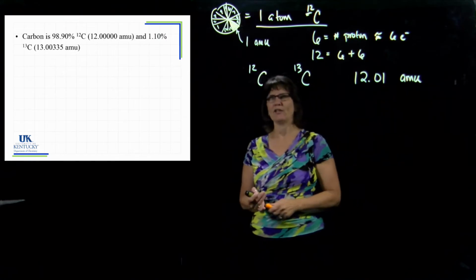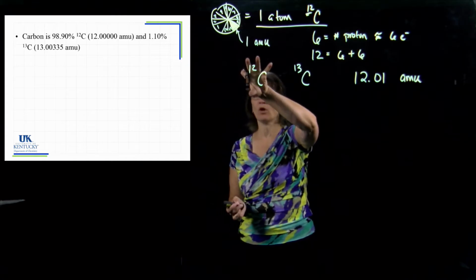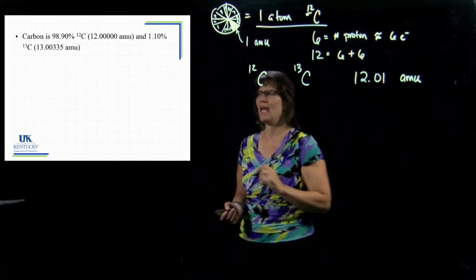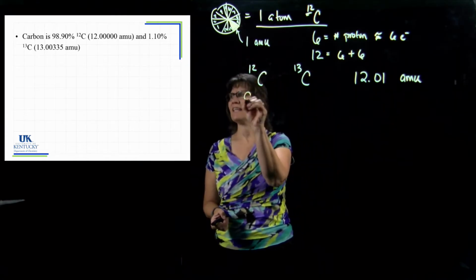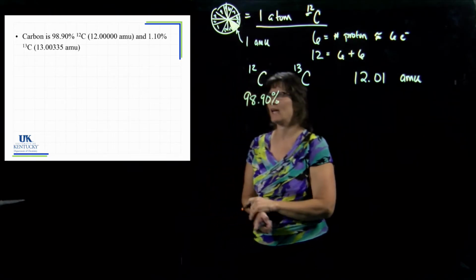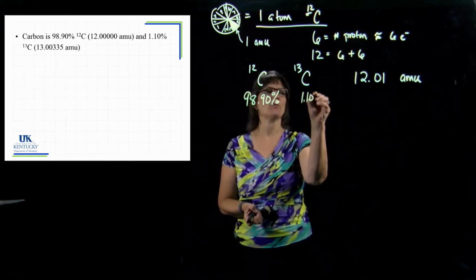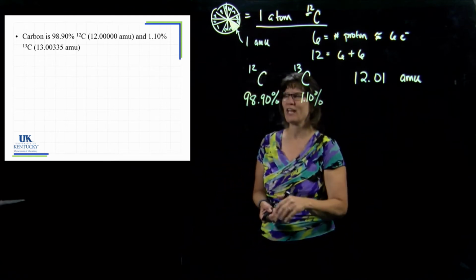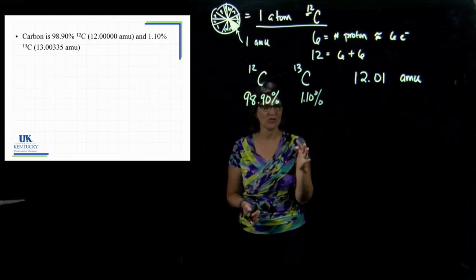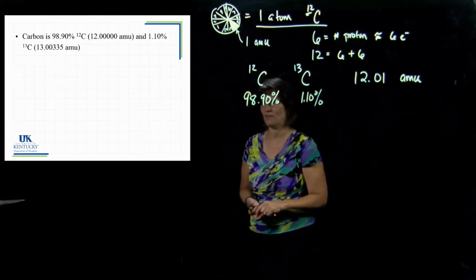So I told you that there was way more carbon-12 than there is carbon-13. Now they're telling me numbers: 98.9% carbon-12 and 1.10% carbon-13. Now we took it out to more than 2 decimal places in the percent world. We might be able to find a little carbon-14 or some other things in there.